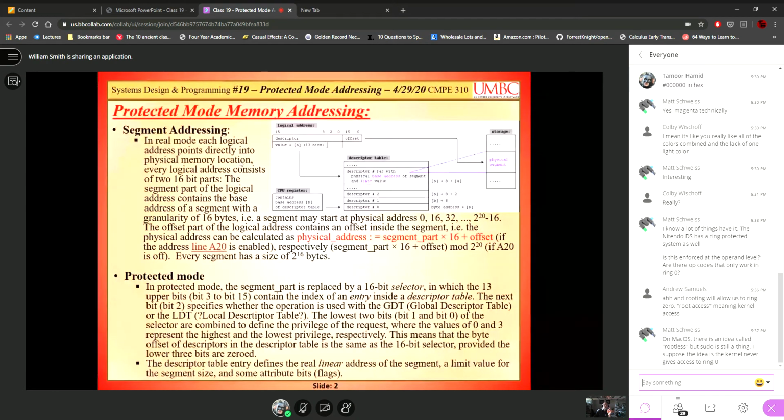Kernel never gives access to ring 0. Probably not. Probably not. All right, so we've got real mode.